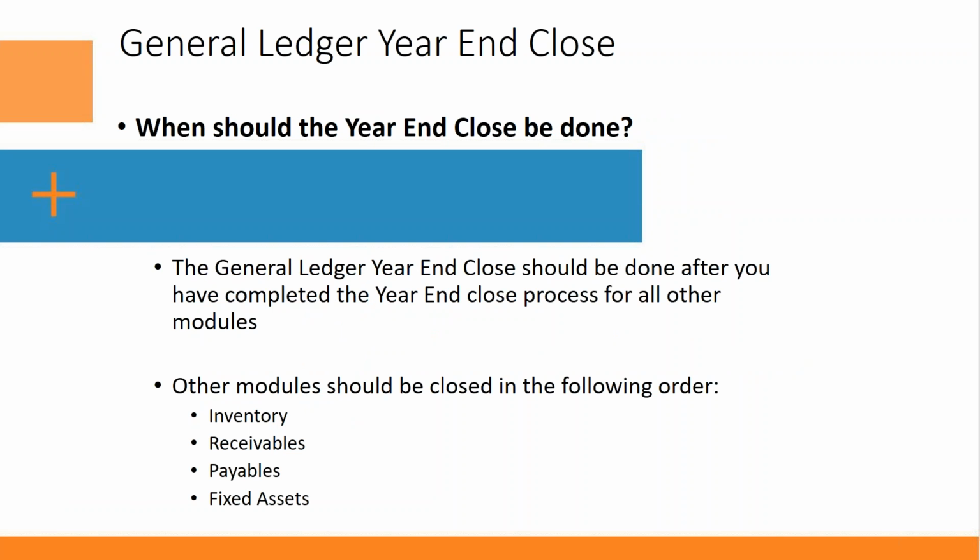Year-end close. We finally get to the general ledger. So we've done all of the sub-ledgers in sequence, which brings us to the point we're ready to start doing general ledger. So just a reminder, we should have already done inventory, receivables, payables, and fixed assets in that order.